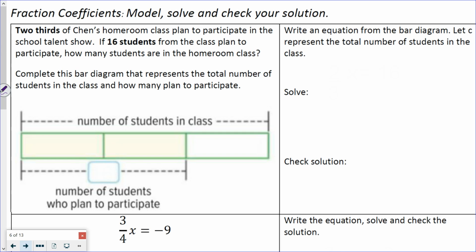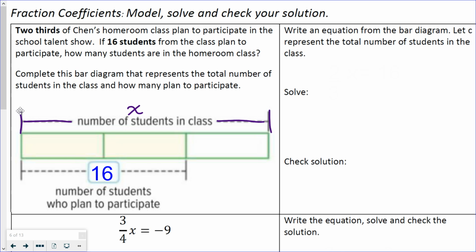All right, 2/3 of Chen's homeroom class plans to participate in the school talent show. If 16 students from the class plan to participate, how many students are in the homeroom class? So what we don't know is how many total he has in his class. So that is our variable. We do know, however, that 16 of these kids are planning to do the talent show.